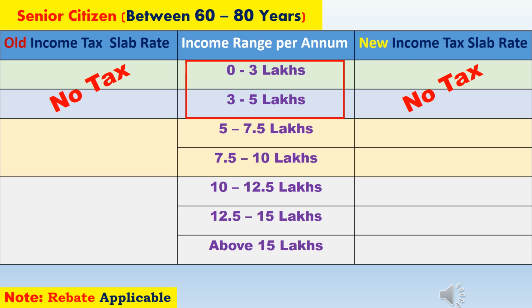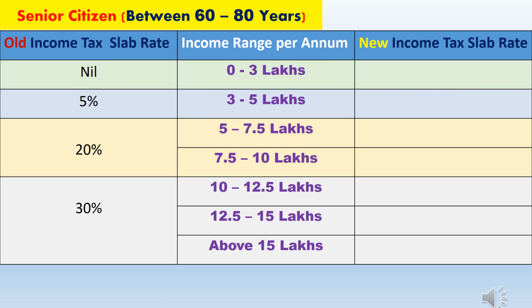Similarly, for senior citizens also, as per the old income tax slab, if your taxable income is less than or equal to 5 lakhs, then he need not pay any tax. And as per the new income tax slab, if your total income is less than or equal to 5 lakhs, then he need not pay any tax. Rebate is also applicable. For senior citizens, what is the tax rate according to the old income tax slab?